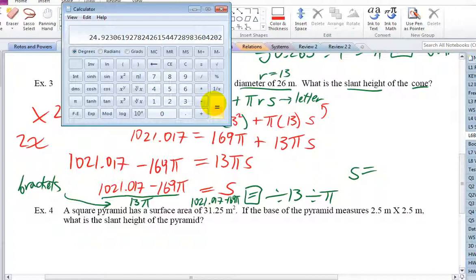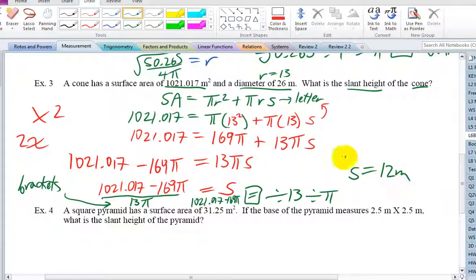So we get 24.9. Is that right? Let me just try that again. I don't think that's right. Minus 169 times pi equals 490, divided by 13, divided by pi. Yeah, there we go. 11.99999. So slant height, no matter where you round, is going to be 12 meters. Okay.